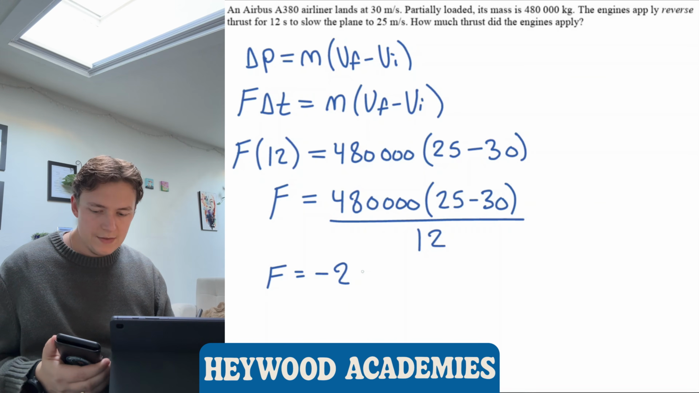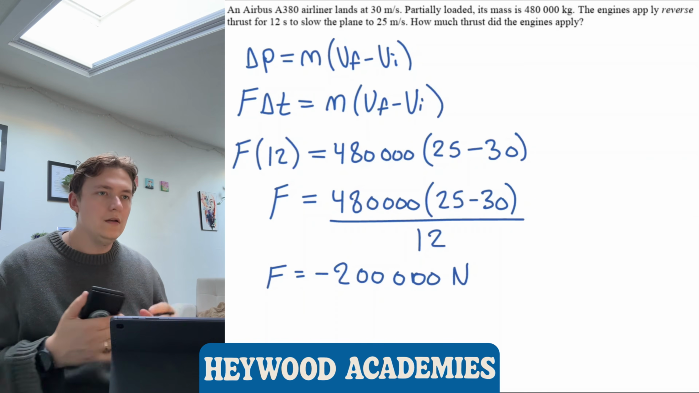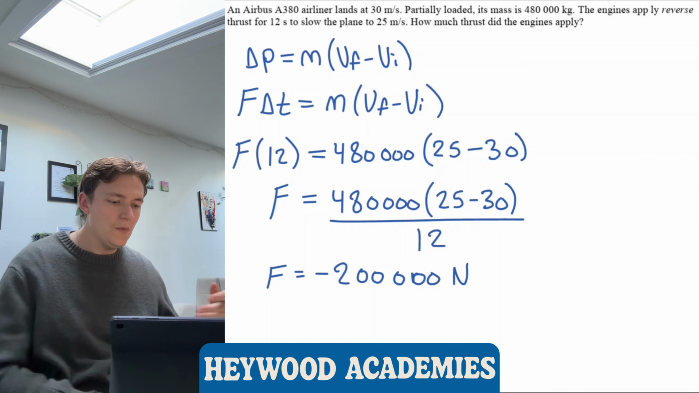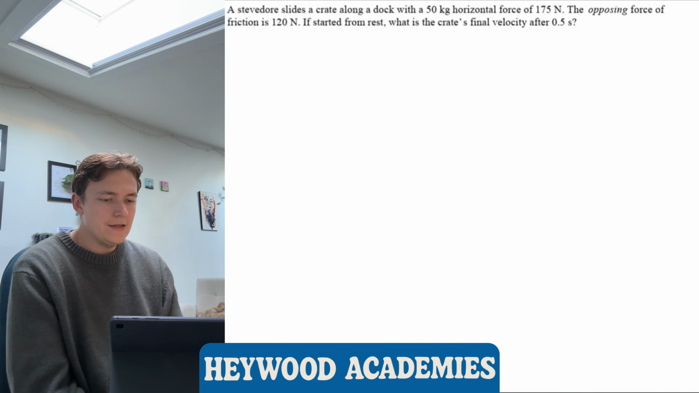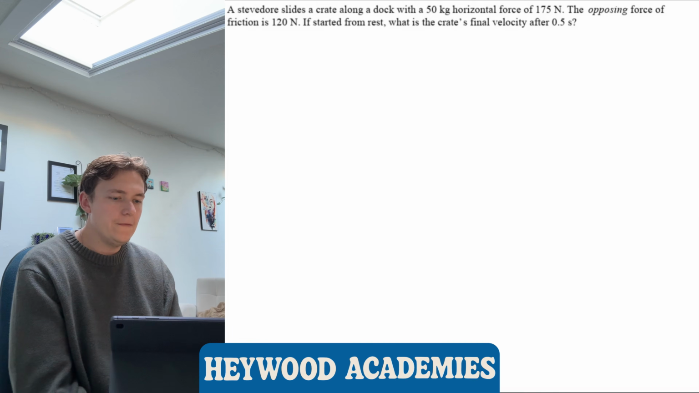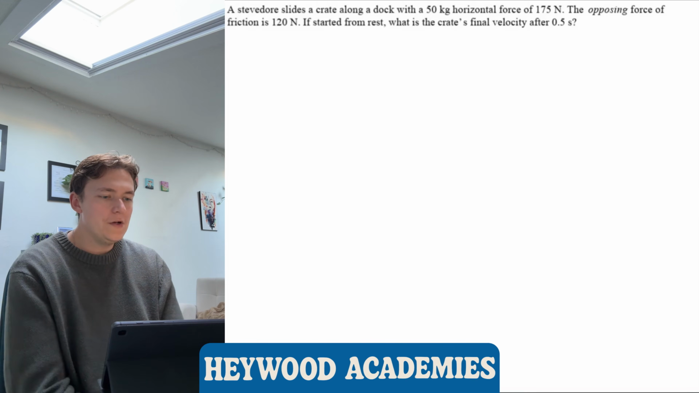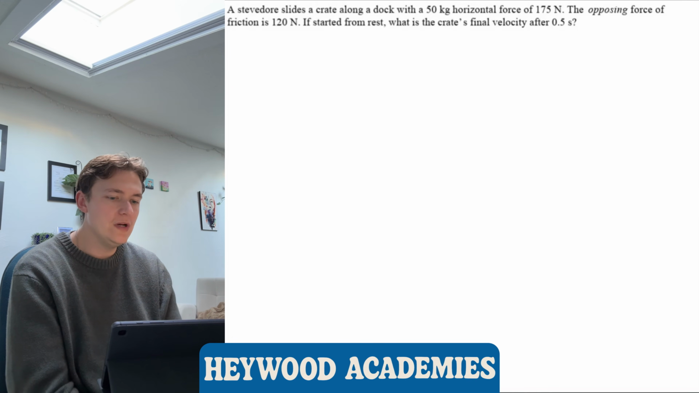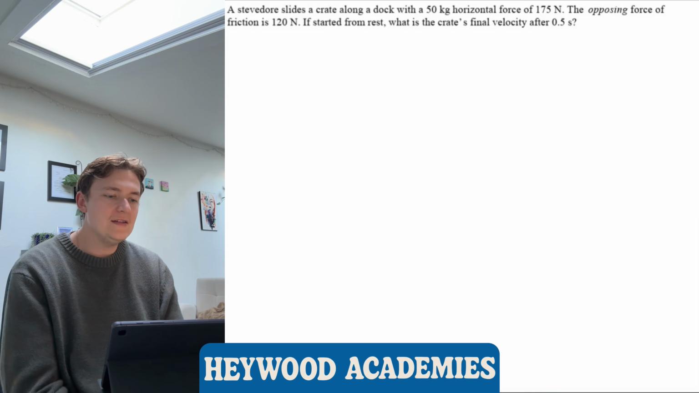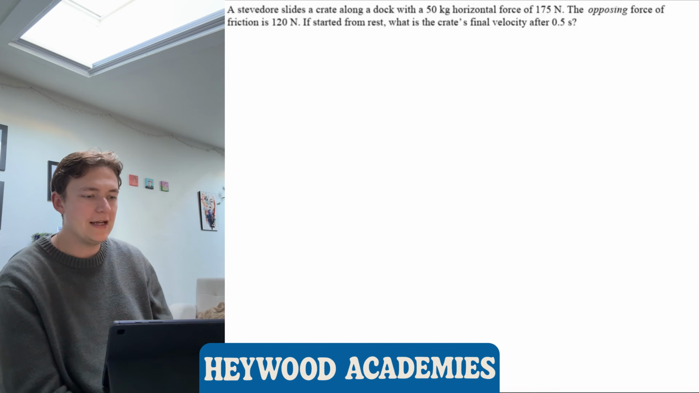Okay, so we get minus 200,000 newtons. So minus 200,000. Okay, a stevedore slides a crate along a dock with a 50 kilogram horizontal force of 175 newtons. The opposing force of friction is 120 newtons. If it started from rest, what is the crate's final velocity after 0.5 seconds?